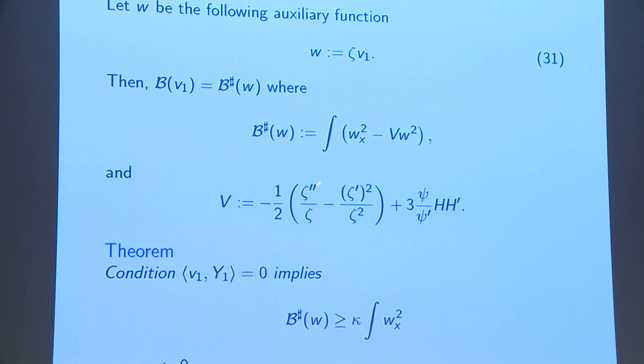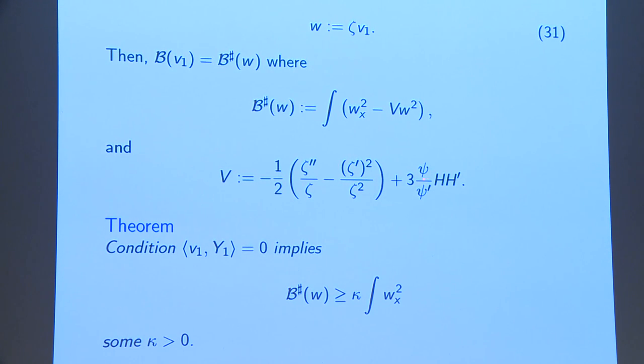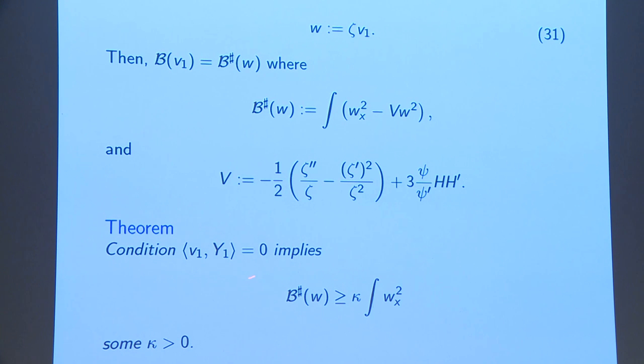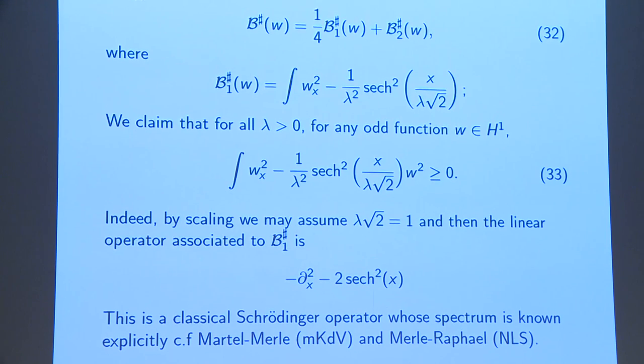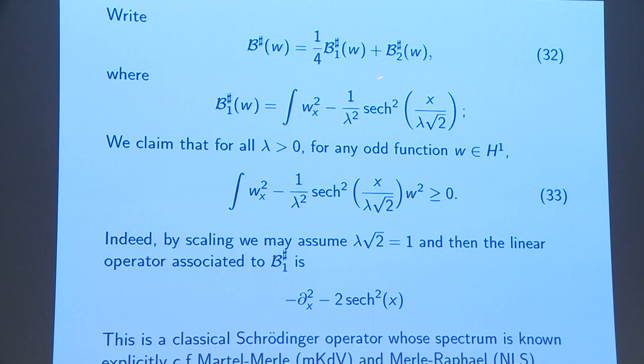When you change variables, you magically get a new functional. This functional is nice, it has a potential. This potential is explicit, you can compute what it is. And then the basic fact that we prove is that under the oddness assumption and orthogonality, this bilinear form is coercive. Now I think I finished early, so let me explain a little bit how we work out the coercivity.